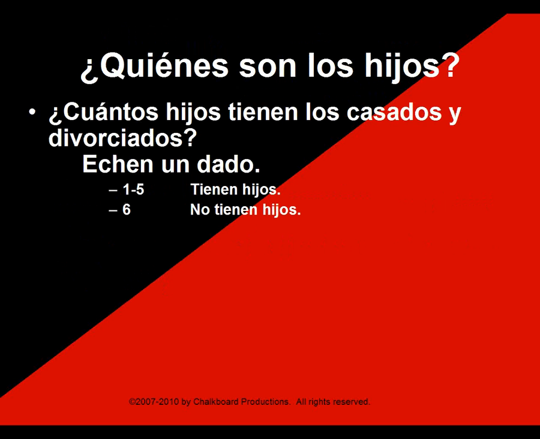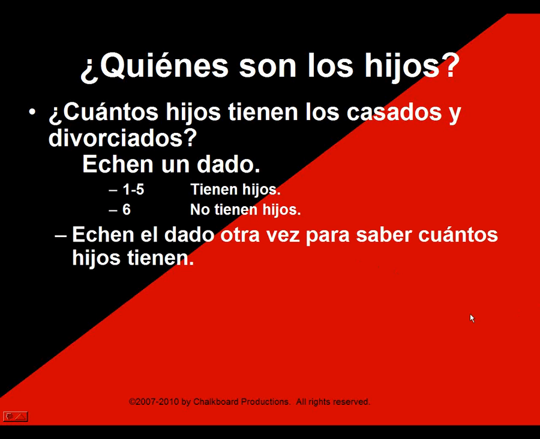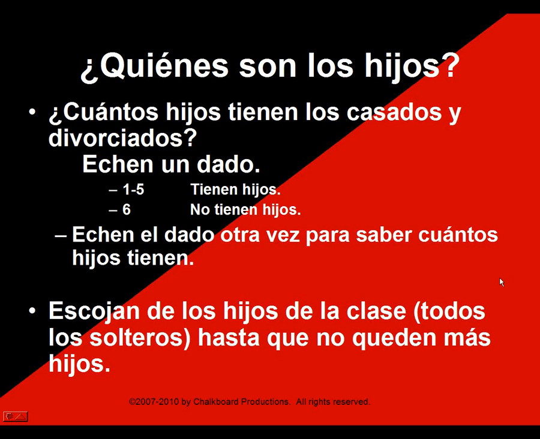After they roll for that, then they roll to find out if they are a married or divorced person, if they have children. If they roll a 1 to a 5, then they have children. If they roll a 6, then they don't. If they do have children, they roll one more time to find out how many children they have. The children are chosen from the singles, and those are the pool they will use. It can sometimes lead to some interesting stories.